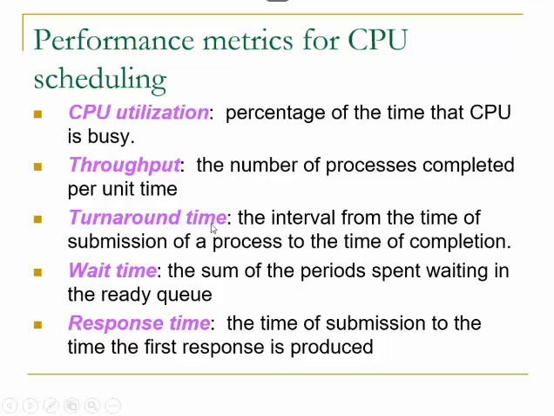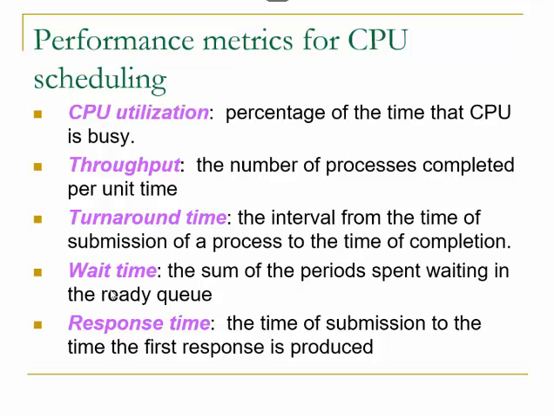The third criterion is turnaround time. From the point of view of a particular process, the important criterion is how long it takes to execute that process. So the interval from the time of submission of a process to the time of completion is called turnaround time.